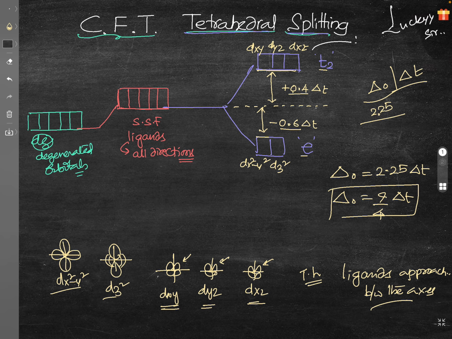The important point here is ligands are approaching between the axes. So the orbitals between the axes will be experiencing more repulsion, and their energy will be more. They are called T2 orbitals, and these orbitals are called E orbitals. Crystal field splitting in tetrahedral, coordination number 4, is exactly opposite of coordination number 6.